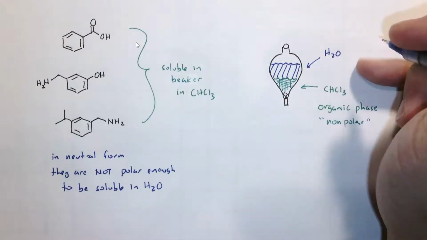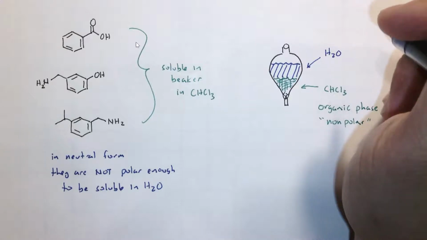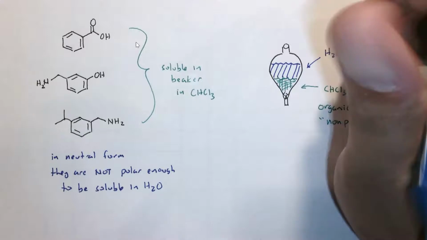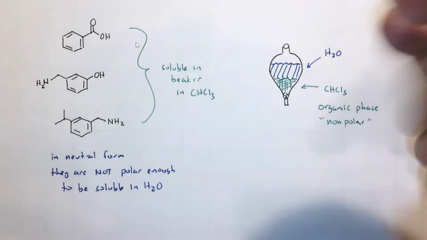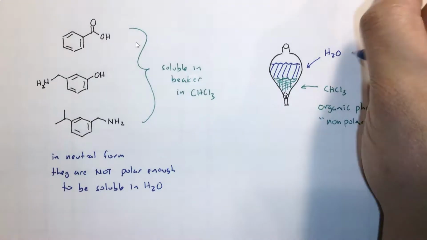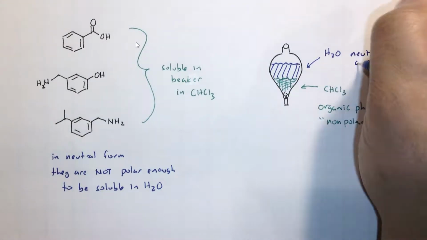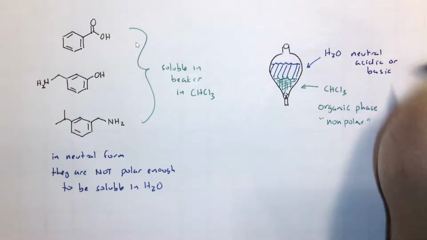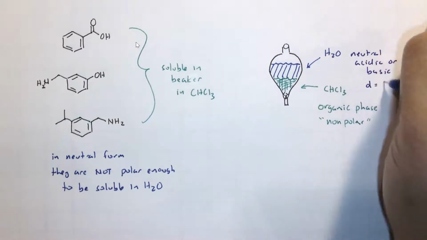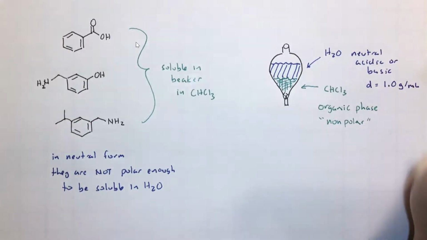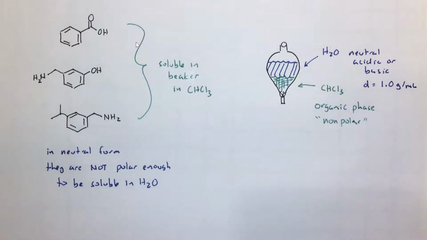Now the water. I mentioned that we're going to be using some different bases, aqueous bases. But no matter what you dissolve in water, the density is not going to change that much. So whether that water is neutral, acidic, or basic, the density still equals around 1.0 grams per milliliter. And chloroform will always be on the bottom.